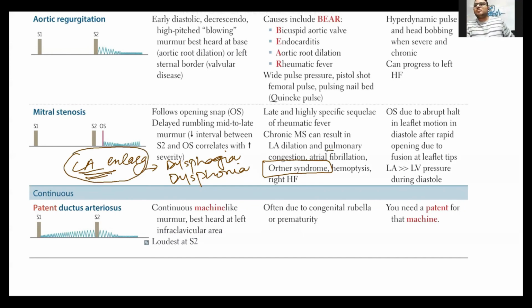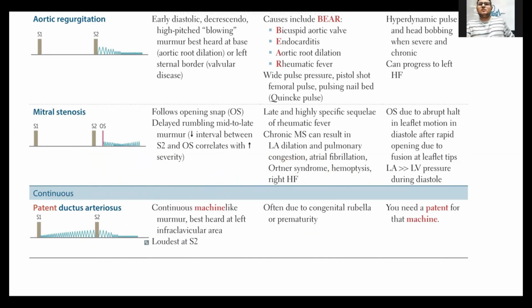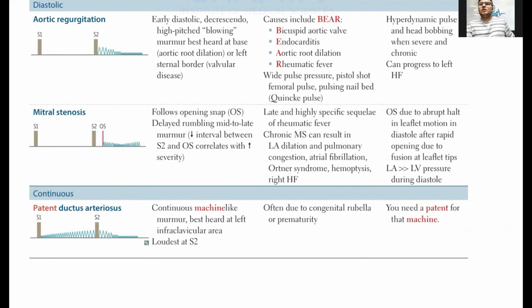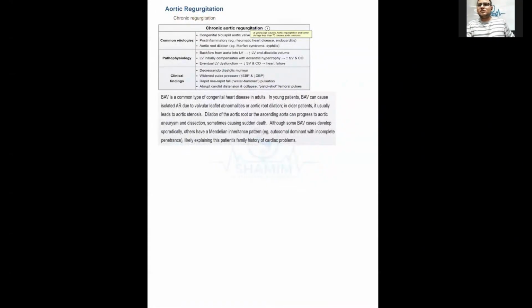Dysphagia, dysphonia due to left atrial enlargement in mitral stenosis, and also due to pulmonary congestion it causes hemoptysis and right heart failure. So mitral stenosis causes right heart failure because pulmonary congestion and pulmonary remodeling will occur; it's related to pulmonary hypertension and secondary right heart failure. So this is very important. Okay, so next, what are the other concepts related to this mitral stenosis?